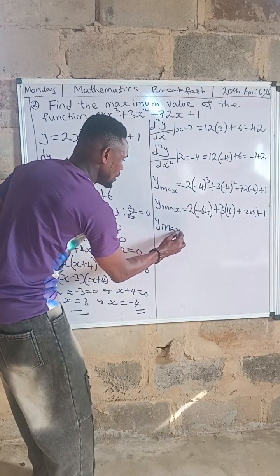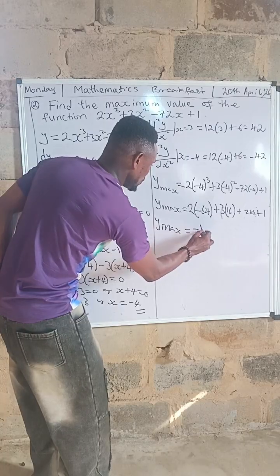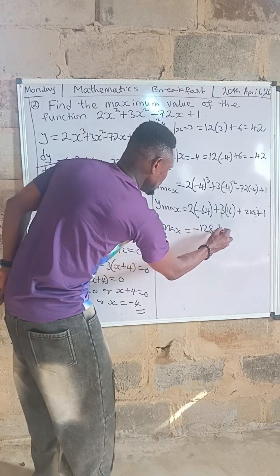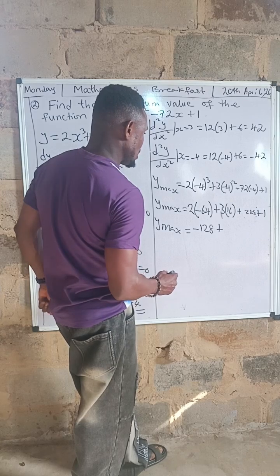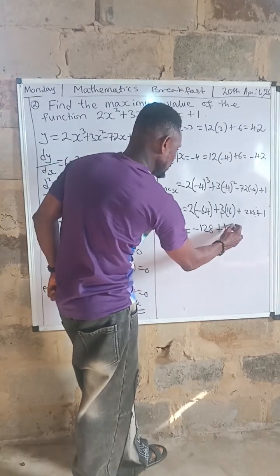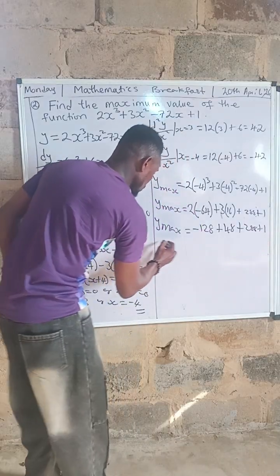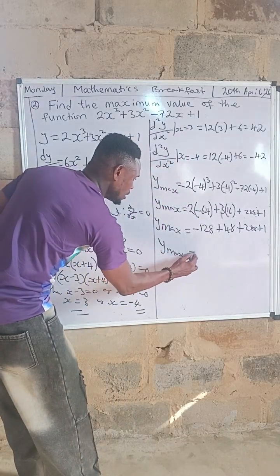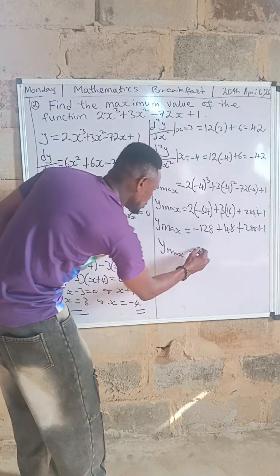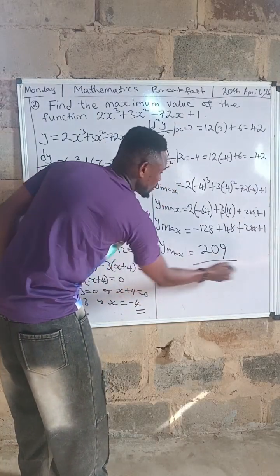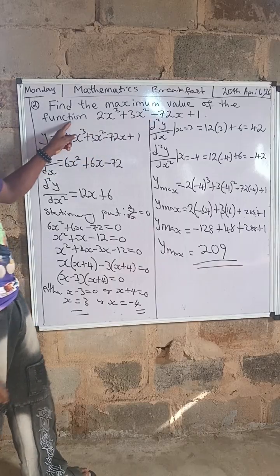Y maximum will be equal to minus 128 plus 3 times 16, which is 48, plus 288 plus 1. So our y maximum finally will give us 209. So the maximum value of the function is 209.